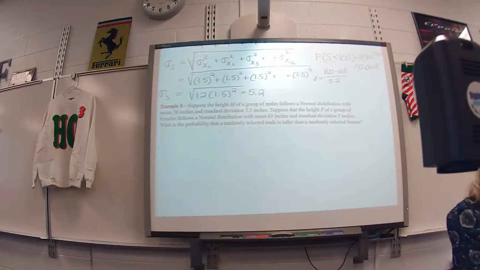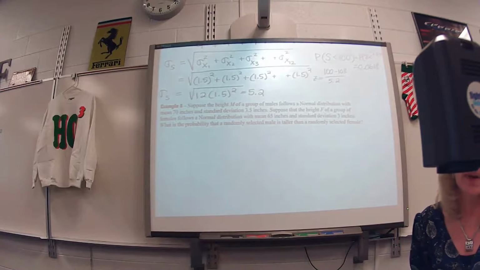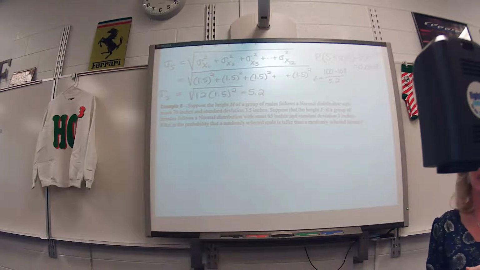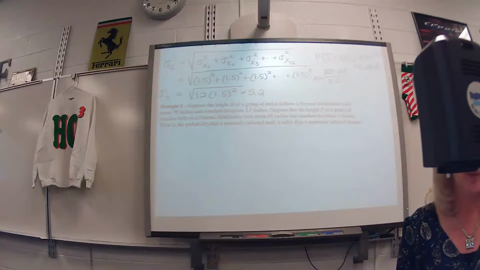Last example. Suppose the height M of a group of males follows a normal distribution with a mean of 70 inches and a standard deviation of 3.5 inches.